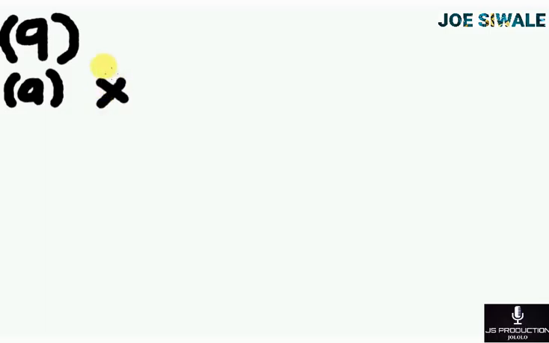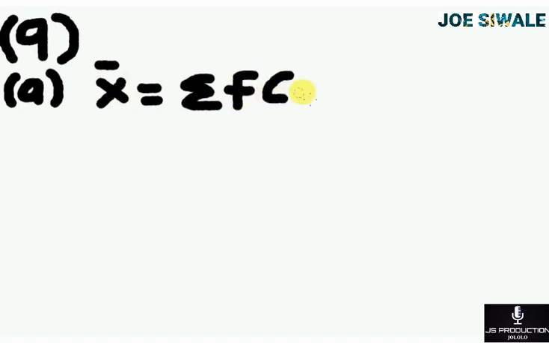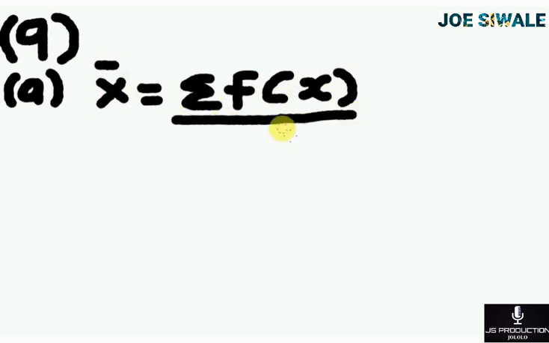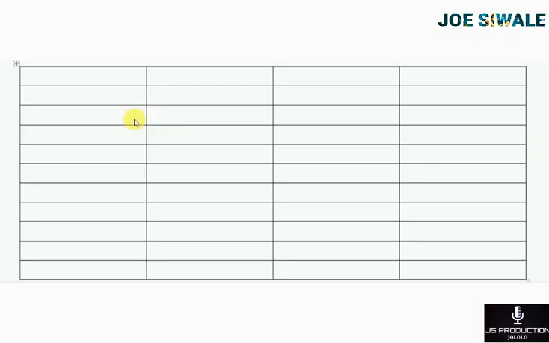So to calculate the mean amount of the money spent, I know that mean is represented by x bar. So x bar is equal to the summation of f of x divided by the summation of f. So I'm going to use this table to find the summation of f of x and the summation of f.